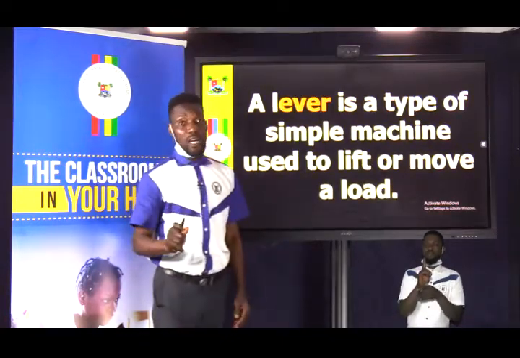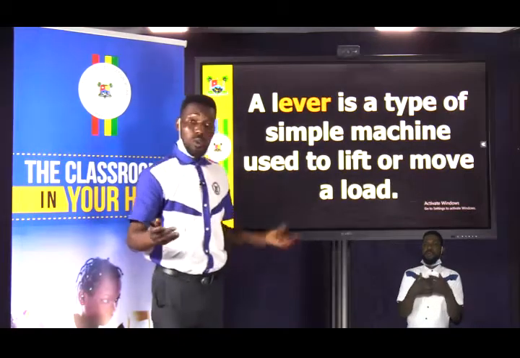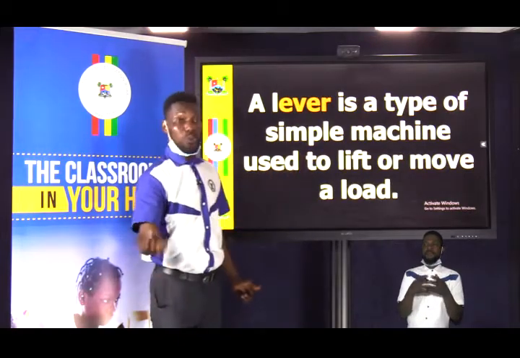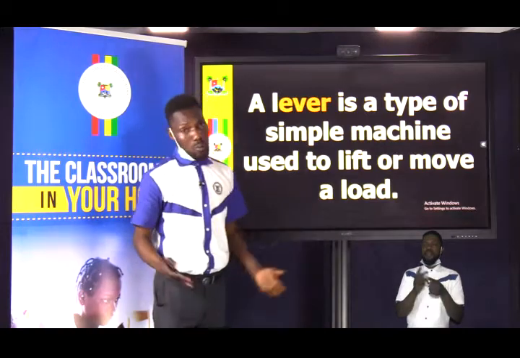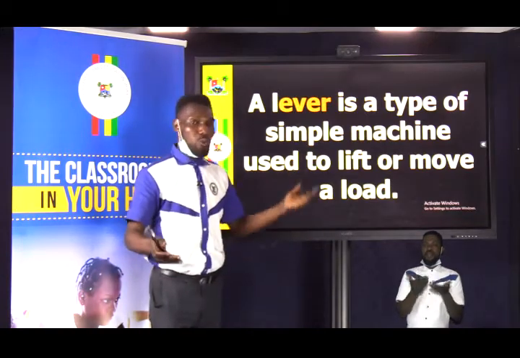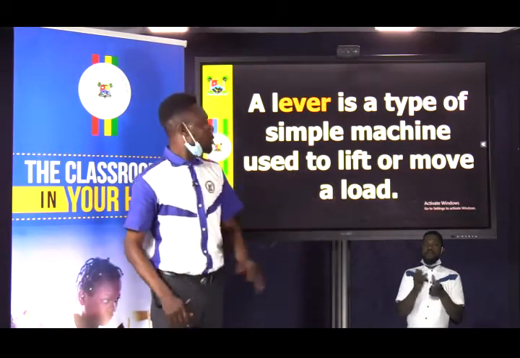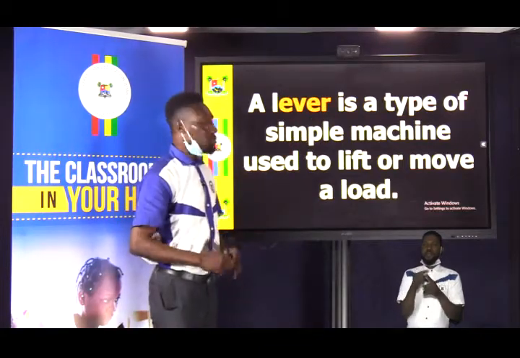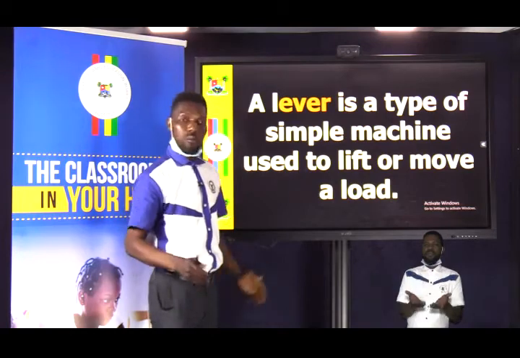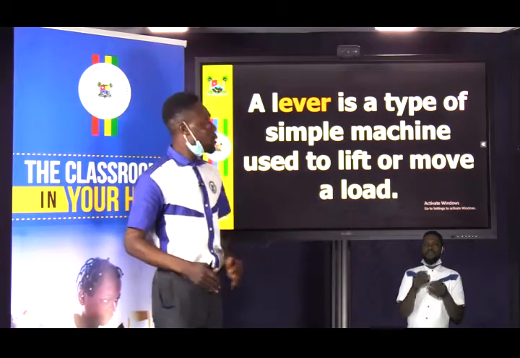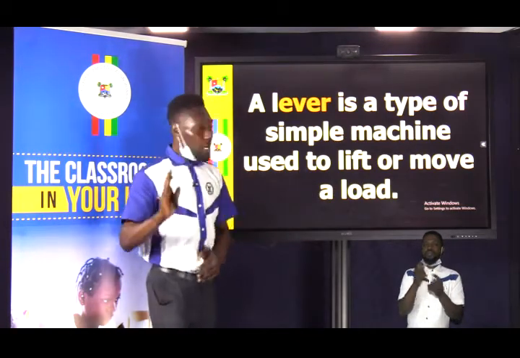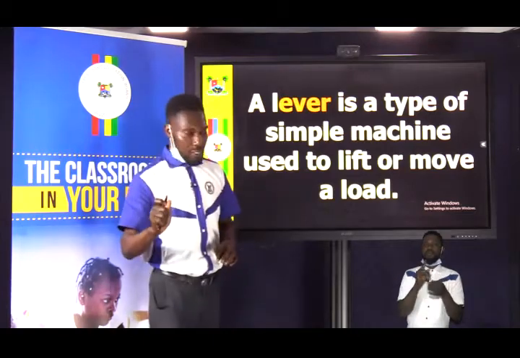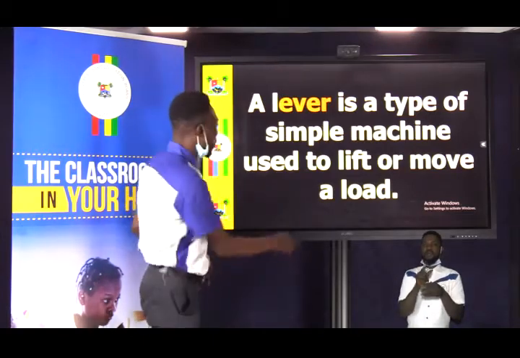A type of simple machine, that's one word. What do we use that simple machine for? Used to lift or move. When you lift or move, what do you lift? What do you move? A load. So we have three key words there. A type of simple machine, lift or move. What do we use to lift or move? A load. So a lever is a type of simple machine used to lift or move a load.